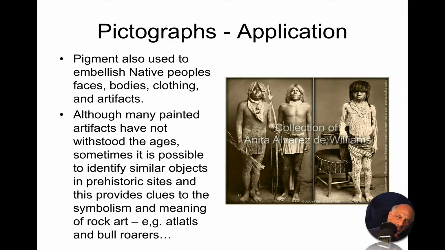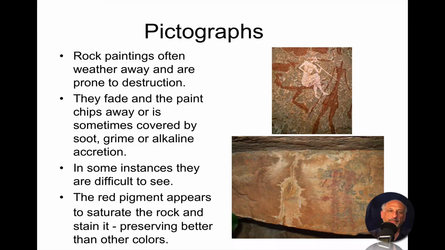There are many painted artifacts, but often they have not withstood the ages well. In some cases it is possible to identify certain objects in prehistoric sites and elsewhere, such as dry caves, that provide clues to the symbolism and meaning that appears on the rock art, such as atlatls, which were spear throwers, or bull roarers, which were used to replicate the sound of the wind or thunder.